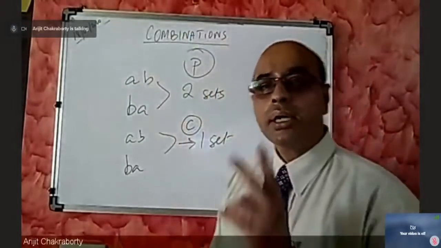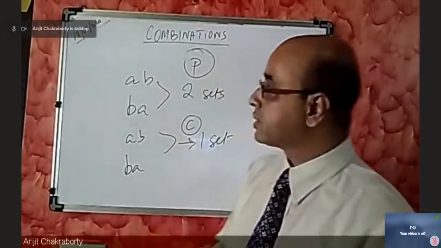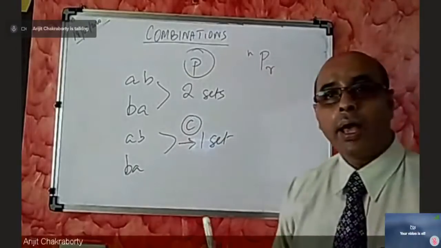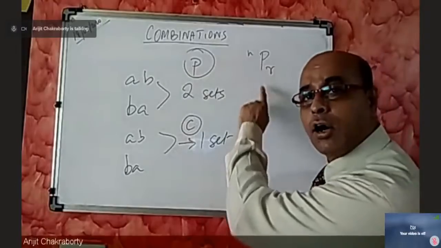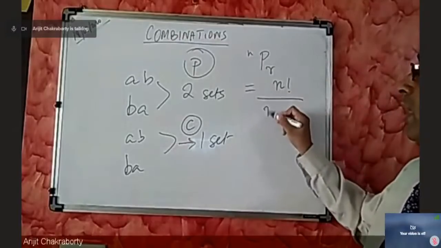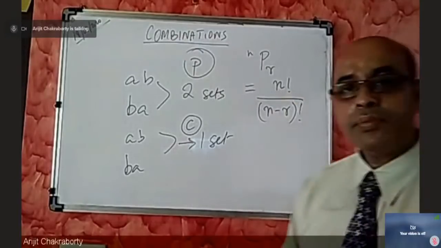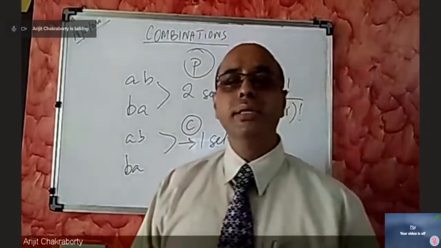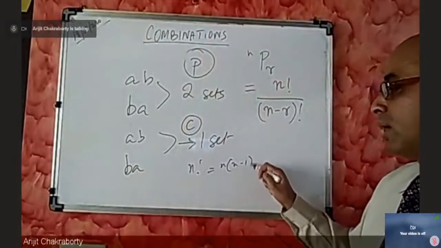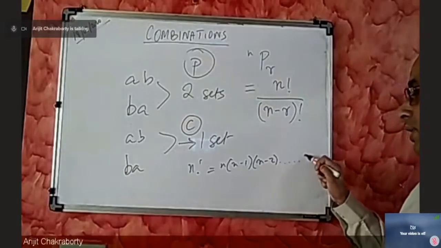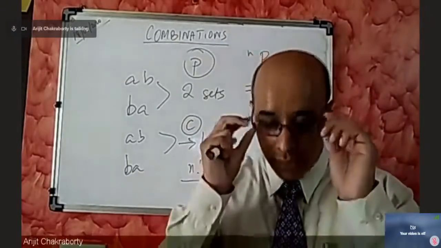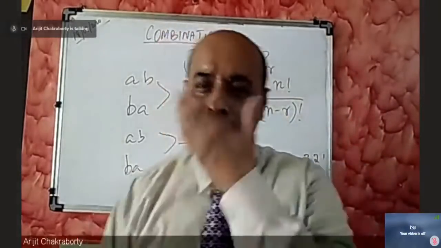Friends, we also saw two important points here. First, the permutation formula is written as nPr, where we are selecting r objects out of n, and the formula is n factorial divided by (n minus r) factorial. Factorial, quick recap: n factorial means n into n minus 1 into n minus 2, in this way till 3 into 2 into 1. So this is what is meant by n factorial.